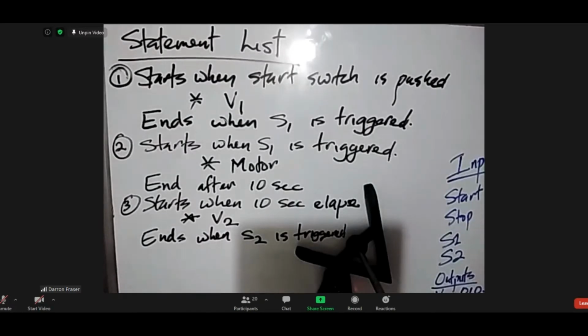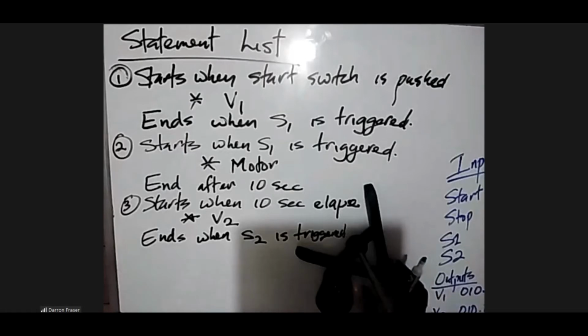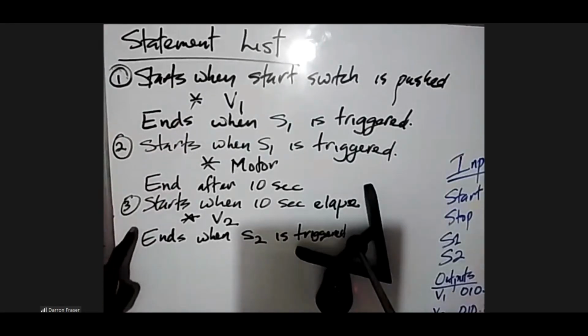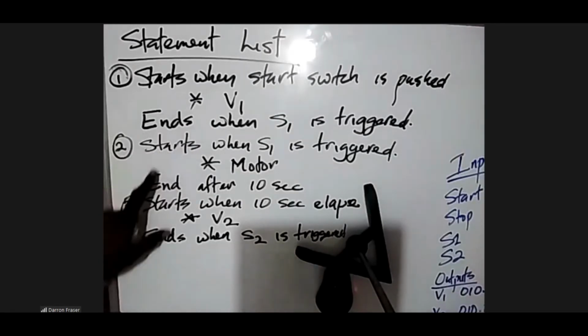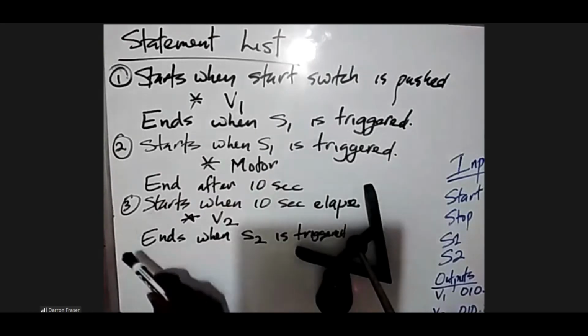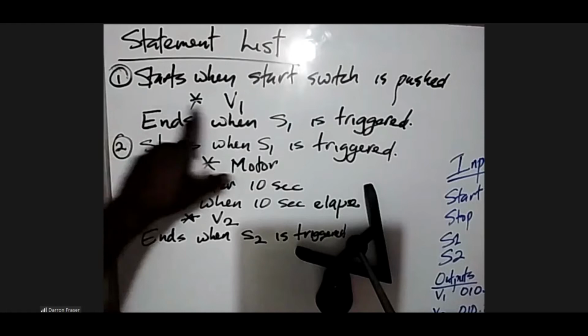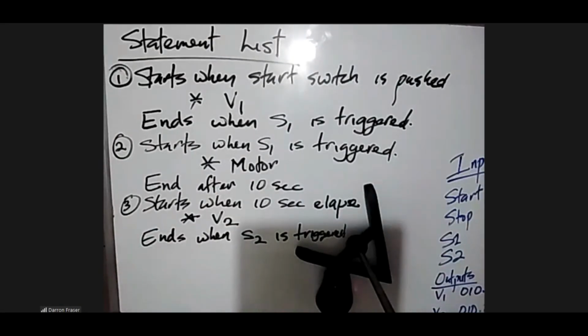Okay. So we have our inputs and our outputs, and we have our statement list. Remember we said that each line of the code that we're going to write is going to be a separate rung in the ladder. So now I'm going to read each line and then write it back in ladder diagram.